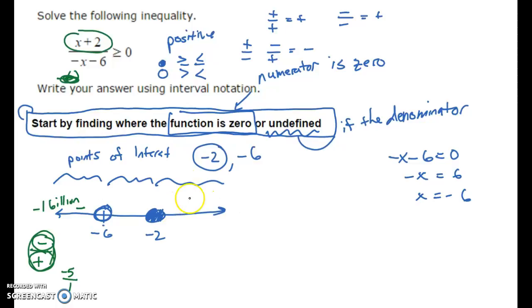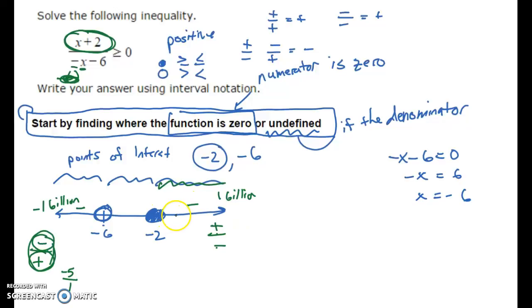On the other extreme, let's go to this guy, this part over here. Let me pick a huge number like 1 billion. You know, I'm just thinking positively huge. Positively huge plus 2 is still positive. The opposite of positively huge is really, really negative. Subtract 6 from that, it's still negative. So now I have a positive over a negative, which is going to ultimately be negative.